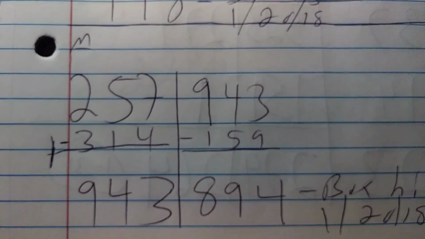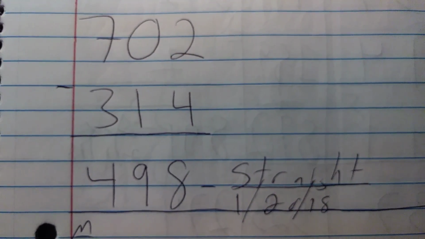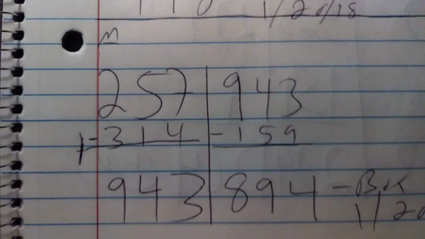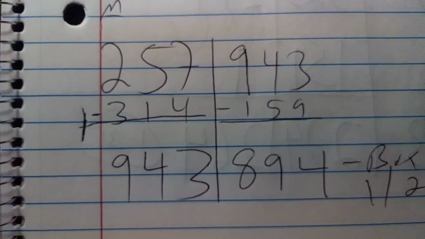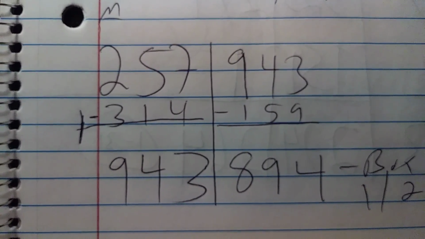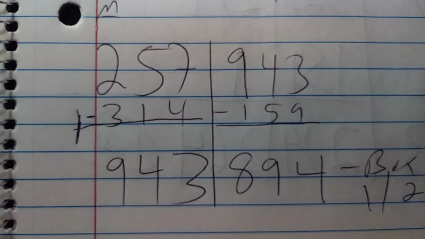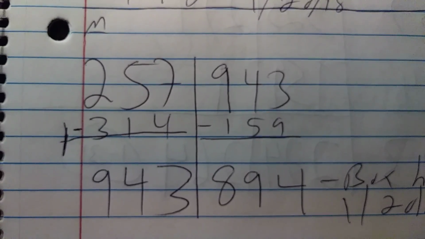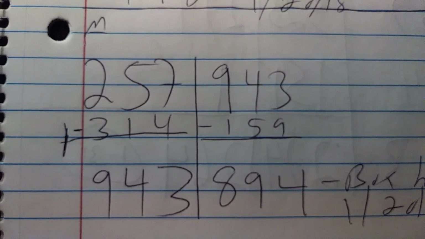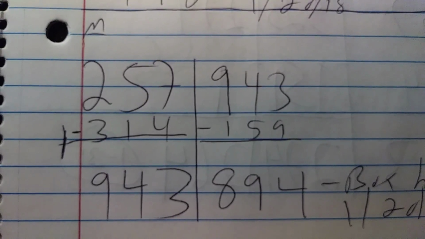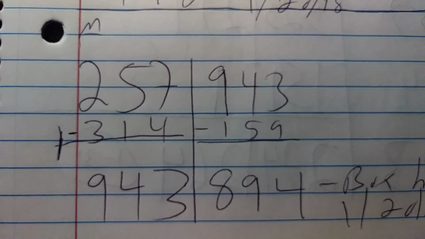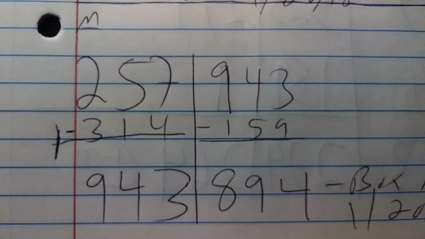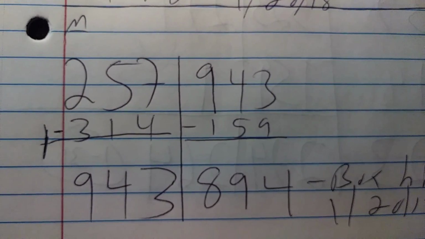You're going to mirror the 702. You're going to subtract off 314. So 12 minus 3 is 9. 5 minus 1 is 4, and then 7 minus 4 is 3. You're going to subtract off 159. So 9 minus 1 is 8. 14 minus 5 is 9. And then 13 minus 9 is 4. So 894 was a box hit on January 20th.